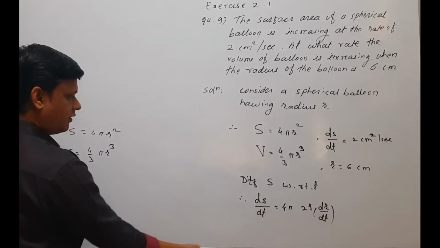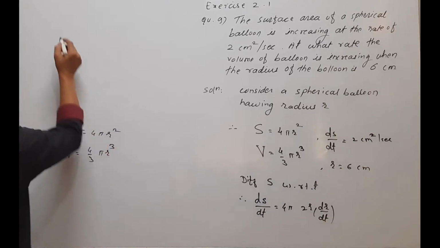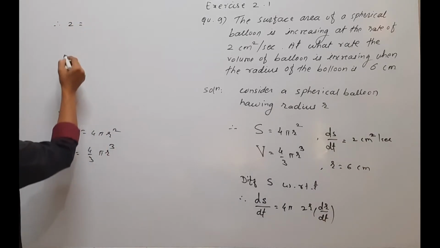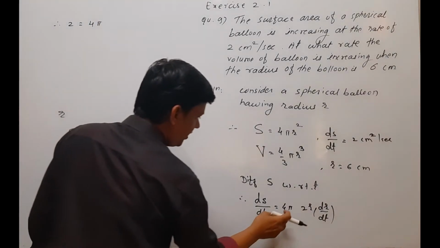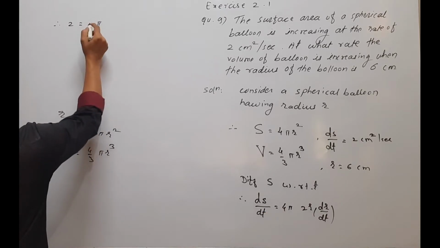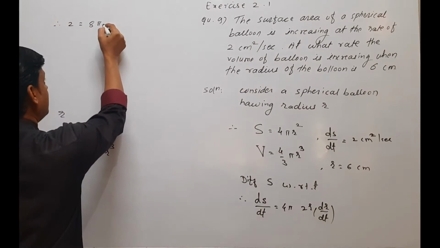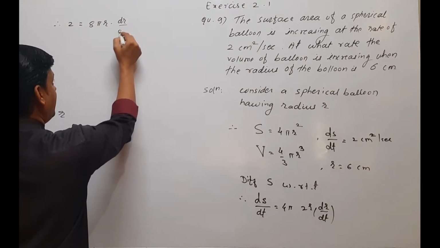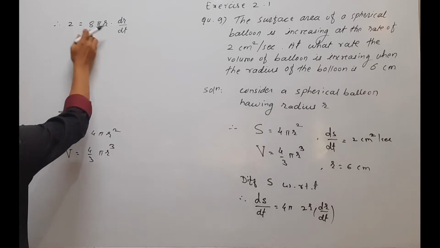So we write this ds by dt as 2. So right here, therefore 2 is equals to 4 pi. Here we multiply 4 pi with 2, so we get here 8 pi. So write directly 2 is equals to 8 pi r into dr by dt. So we cancel this 2 with 8.